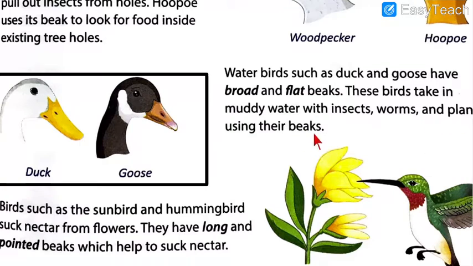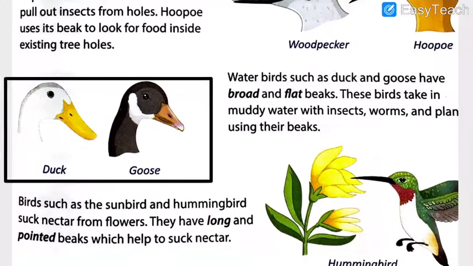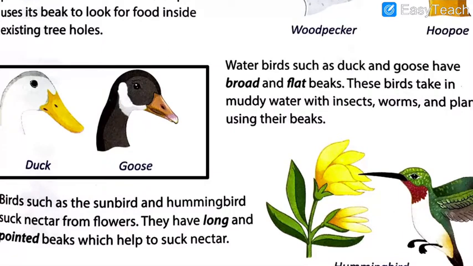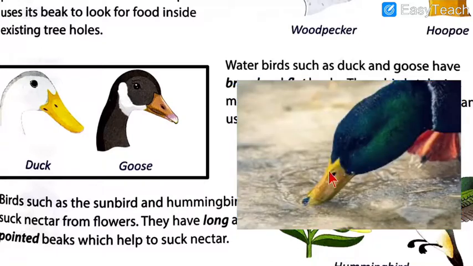plants using their beaks. So they live in the water. That is why they are called water birds, right? The name is because they live in the water most of the time. So they just take in the muddy water in which sometimes they get insects, sometimes they catch worms and sometimes plants. So as you can see, this is the picture of a goose. This way they catch their food.